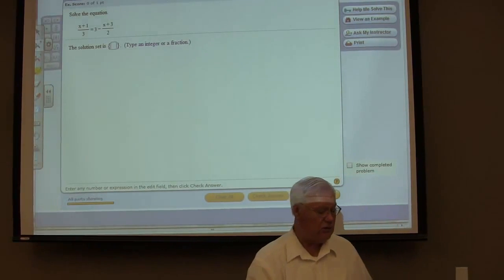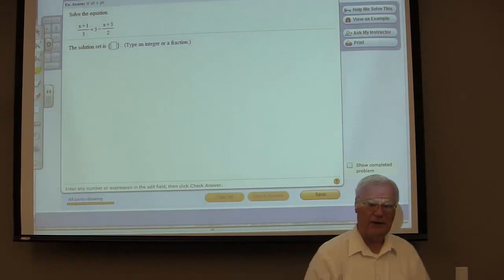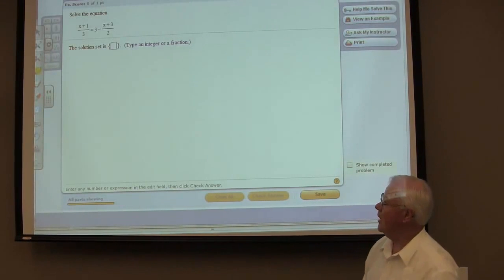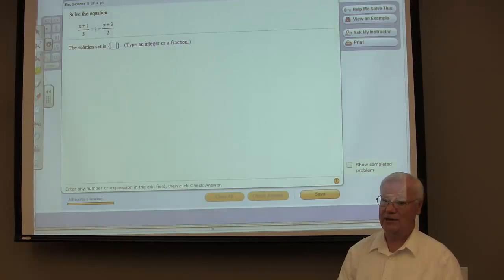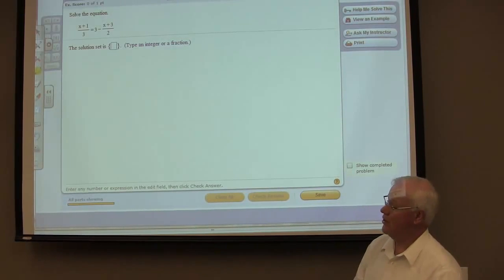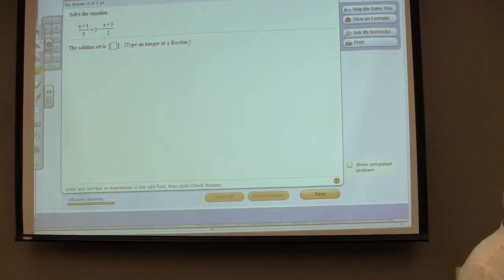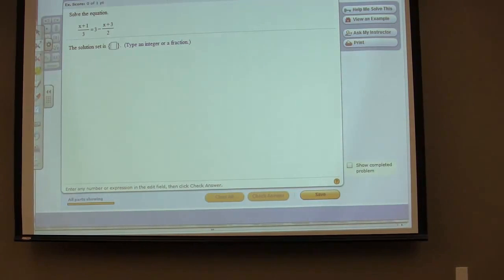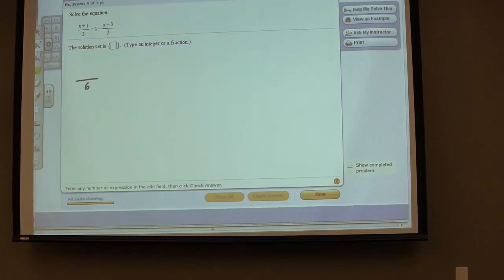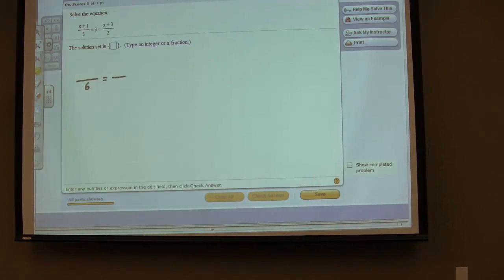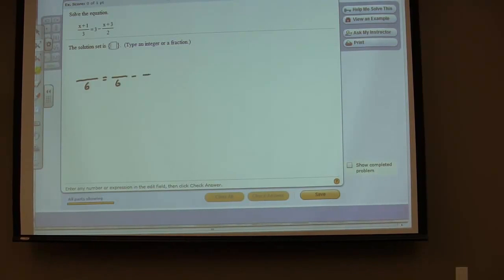So what I'm going to do is what I did last time. I'm not going to try to put anything together yet. I'm going to find a common denominator. And the common denominator here is 6. So I want to put a 6 under everything. On the left, I have one fraction, so I'm going to put a 6 under it. On the right, I have two terms. Put a 6 under the first one, minus a 6 under the second.